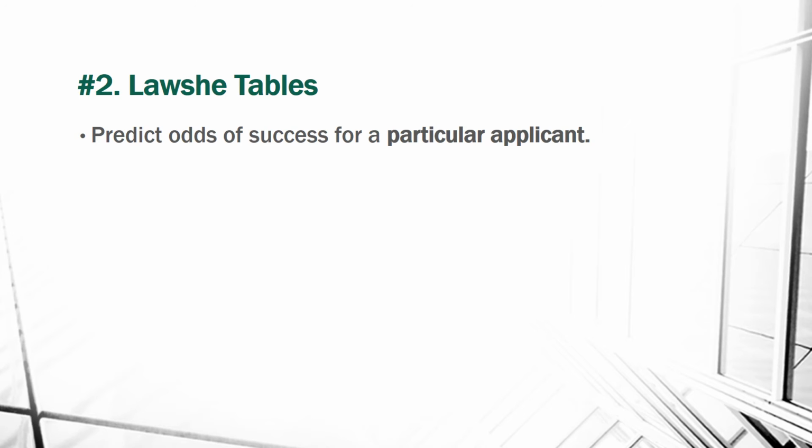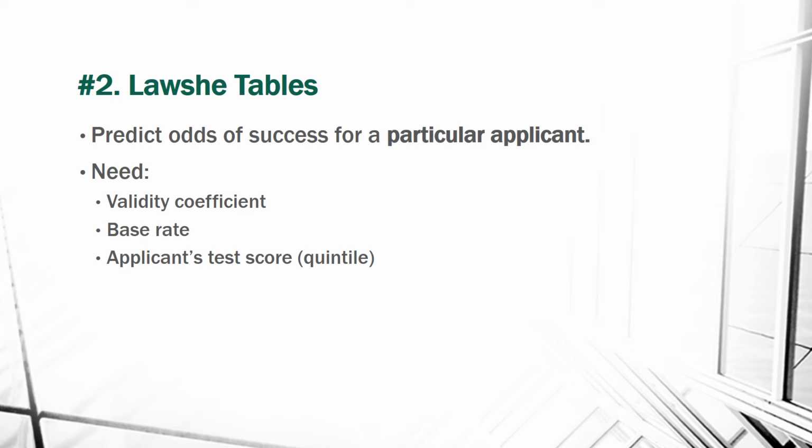The Lawshe tables were designed for the situation in which you're interviewing and testing applicants one at a time. You don't have time to wait to see the group overall, but you want to get an estimate of how likely it is that a particular job applicant is going to end up being successful. Again, we're going to need the validity coefficient of the test and the base rate, but instead of the selection ratio, because now we're just looking at one person, we're going to look at the applicant's test score. And the Lawshe tables are designed to be easy to read, so they just break test scores down and say, are you in the top 20%, the next 20%, the middle 20%, or so on.